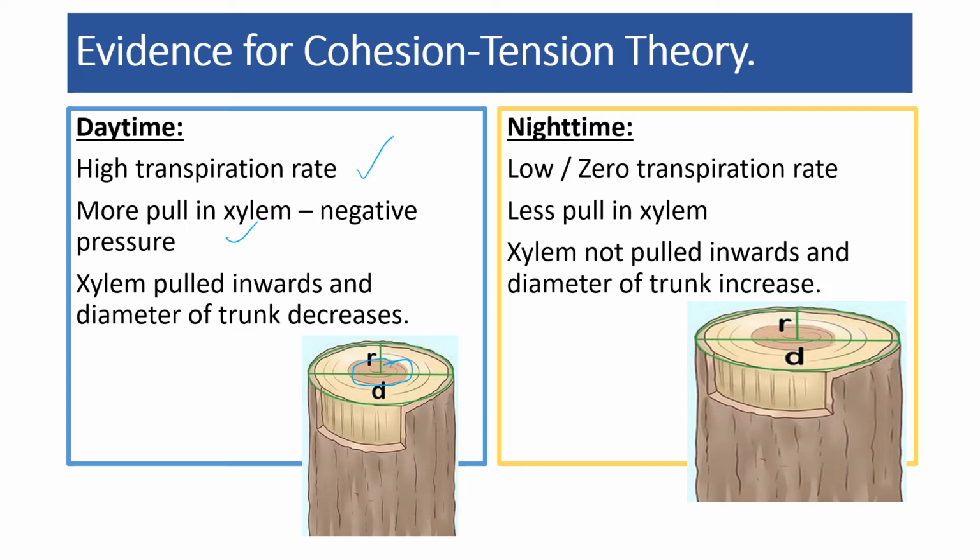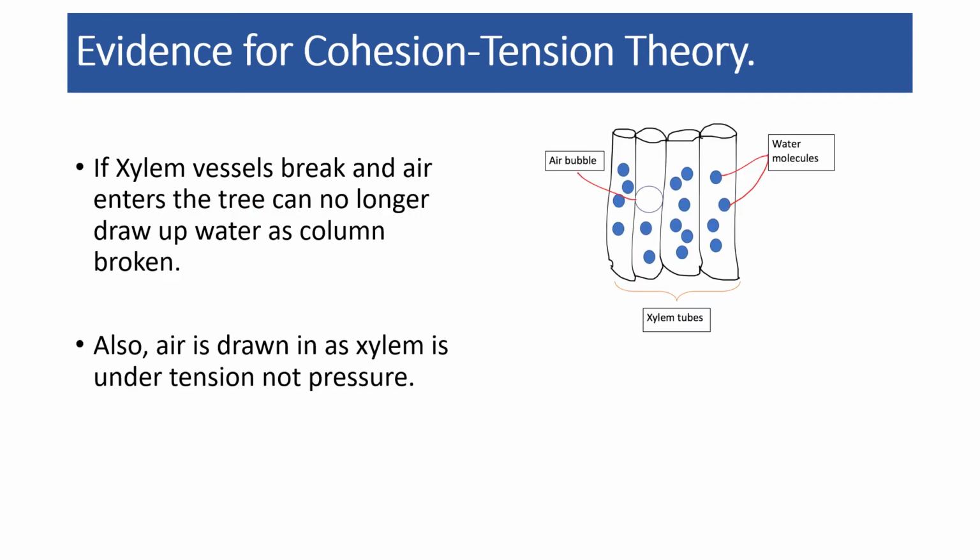Whereas at night time there is no transpiration, and therefore there is less pull on the xylem, so therefore the diameter of the tree increases because the diameter of the xylem increases. Also, we know that if the xylem breaks and air enters the tree, then the transpiration stream in that xylem vessel will stop. Okay, so what will happen is this sudden low pressure or unavailability of pressure stops the water moving.